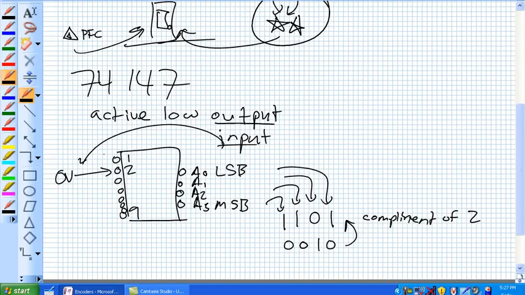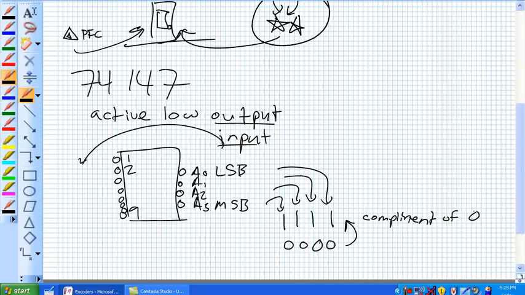So why is there no 0 input? Well, there is no 0 input because no input gives all highs on the output. With all these inputs released, it's going to give all highs on the outputs, which, if you remember right, is the complement of 0.